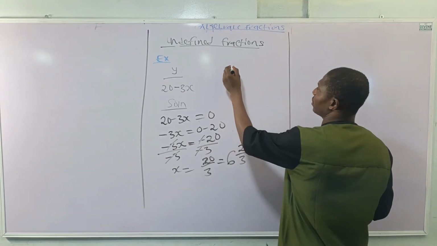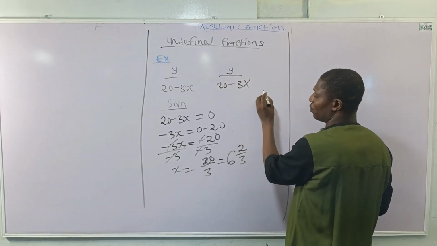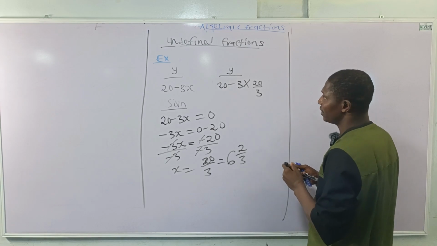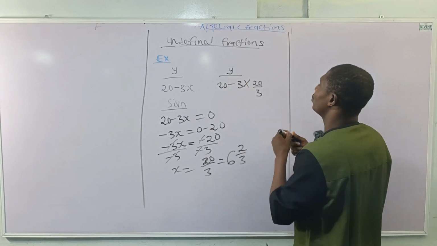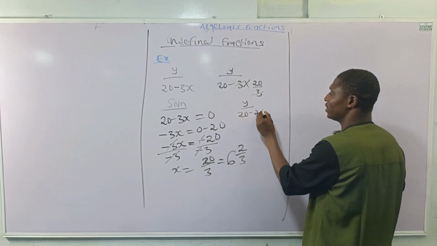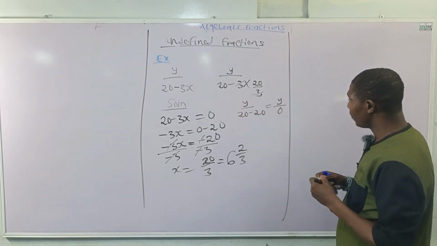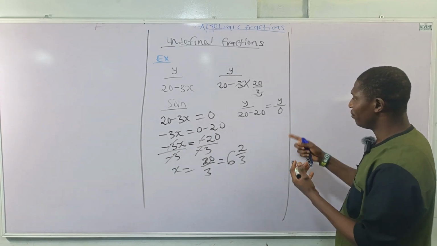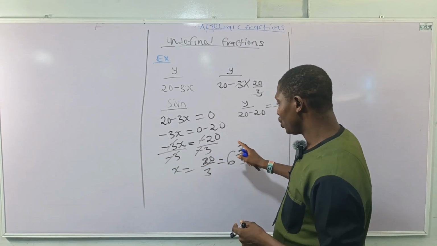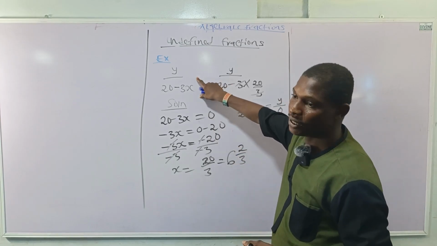Check. This will give me y all over 20 minus 3 times 20 over 3. BODMAS says multiplication first. So this can cancel this, and will give me y all over 20 minus 20. And 20 minus 20 will give me y all over 0. And the fraction is undefined when the denominator is equal to 0. So when x is equal to 20 over 3, which equals 6 whole number 2 over 3, the fraction is undefined.